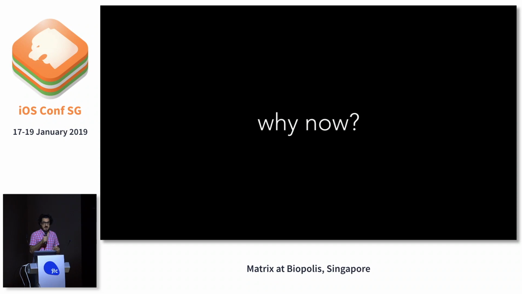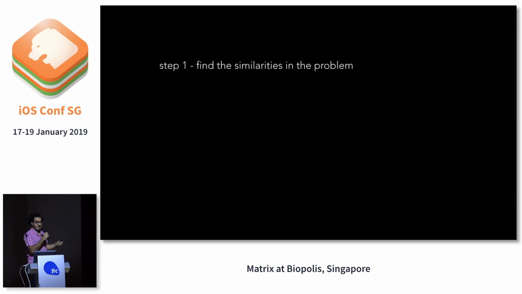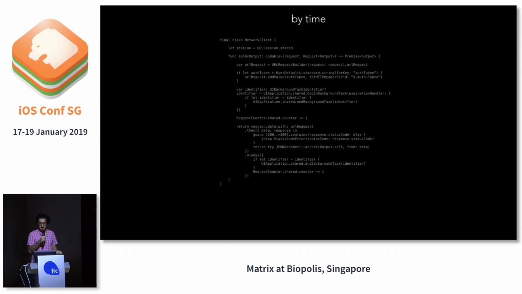So if we want to abstract this code, there's a guideline that we're going to follow. First step is we need to find the similarities in the problem, right? So one way we could look at this code is we could say, well, why don't we look at it and break it up by time, right? There's 3 different points in time here. One point is this first step, which is where we add headers to our request. The headers can happen way before the request is sent. This can happen really whenever.